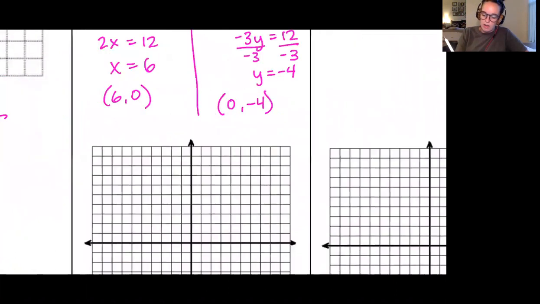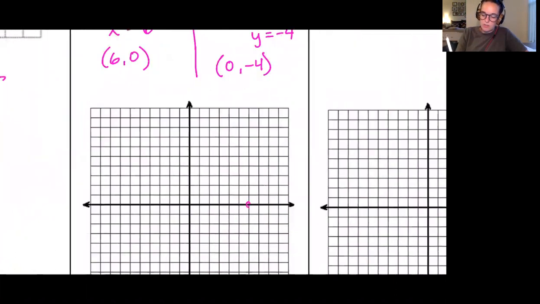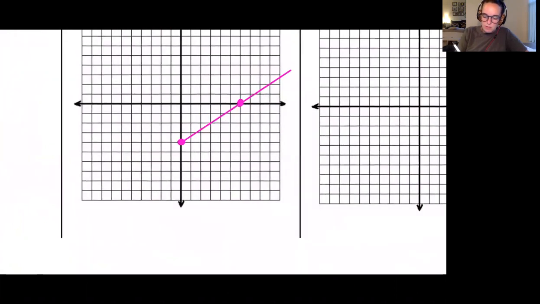So I'm going to go ahead and graph 6, 0 over here, and 0, -4 right here. And that allows me to draw a straight line right through them, just like that. I want to make sure that I'm also going through this way. I'm going to go ahead and draw this line super straight. Use technology to make mine super straight. And that's how we can graph it.